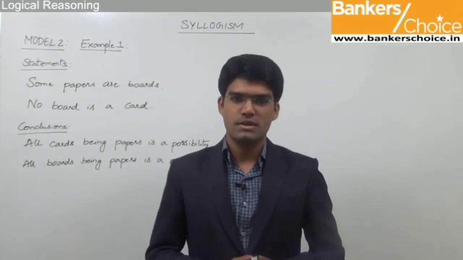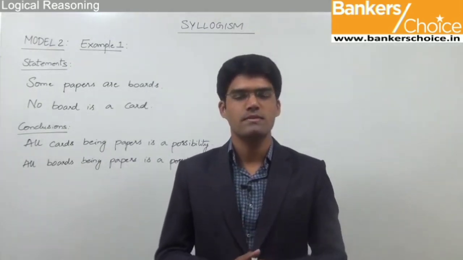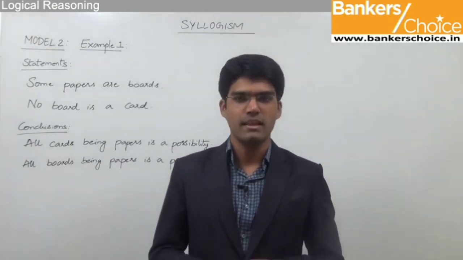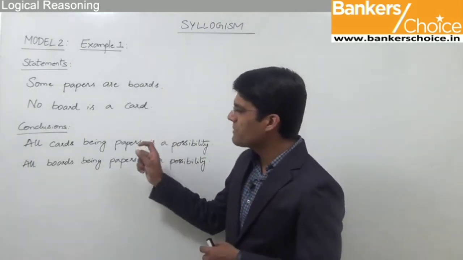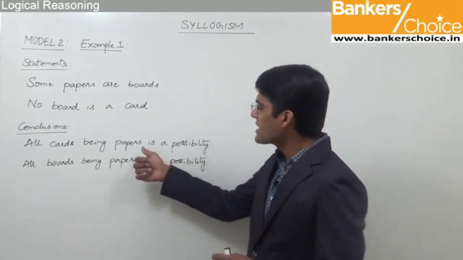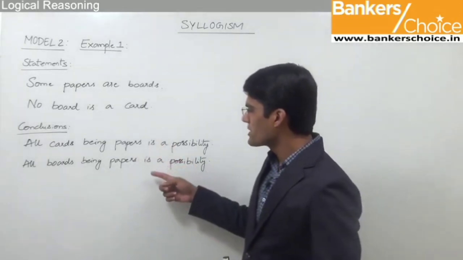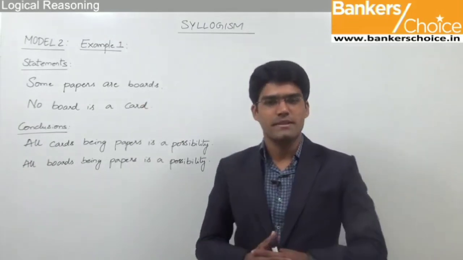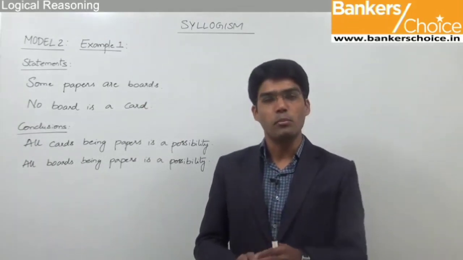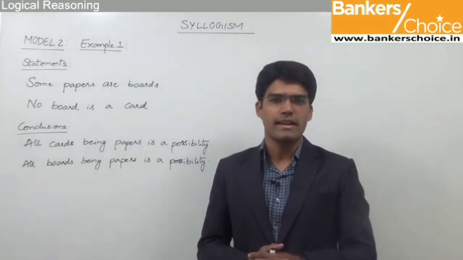After discussing various questions which are based on conclusions, let us now take the second model from syllogisms, which is based on possibilities. Here, as we can see, a set of statements and conclusions are given to you, where the conclusions are actually in terms of possibility. And we are supposed to find out which of these possibilities follow the given statements. Now, as already discussed, a possibility is something which should satisfy at least one of the given Venn diagrams.